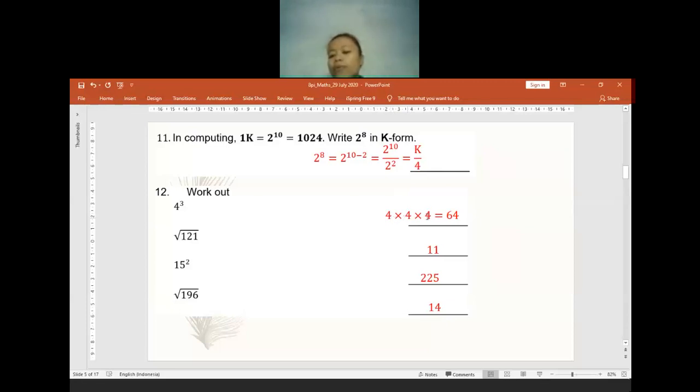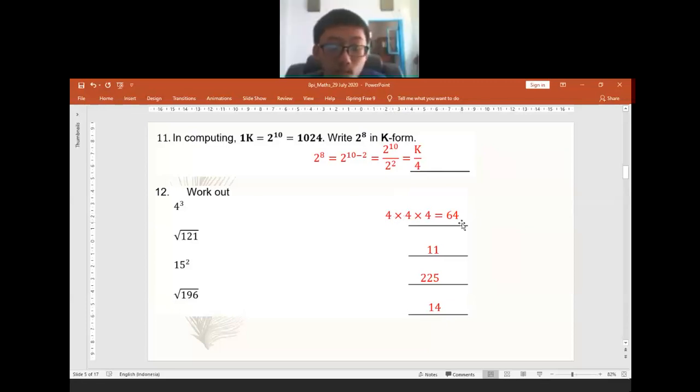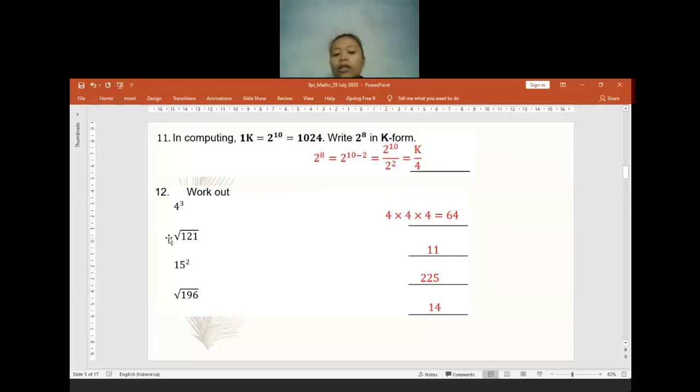4 times 4 times 4 will be equal to 64. For question 11, the square root of 121 will be equal to 11, right?